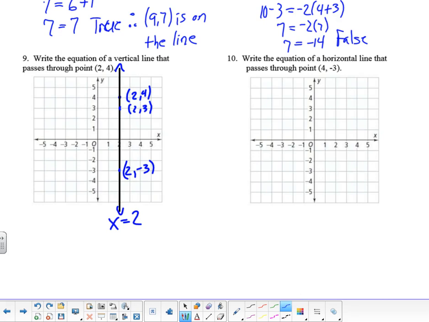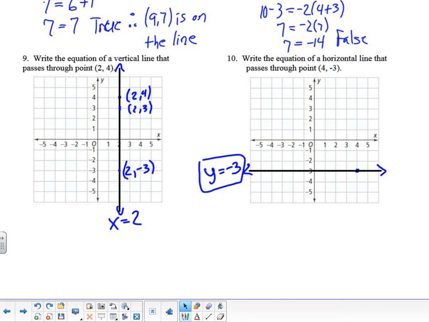All right, and then write the equation of a horizontal line that passes through the point 4, negative 3. So 4, negative 3. Well, a horizontal line is like looking at the horizon. It's going to come across here. So this is going to be y equals negative 3, because every point on that line, the value of y equals negative 3.